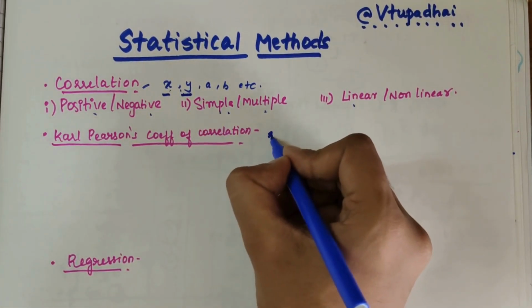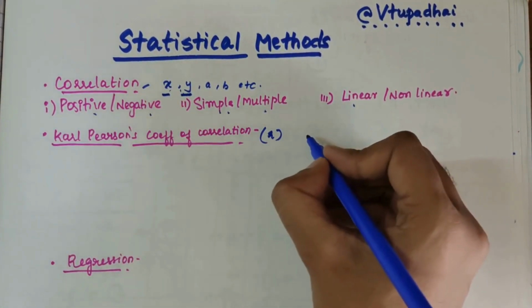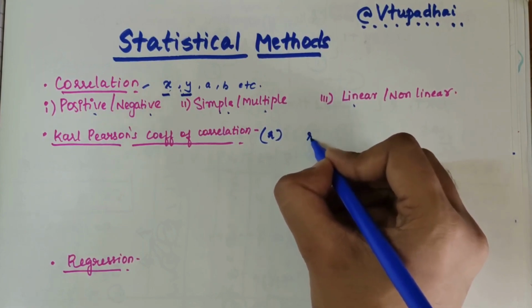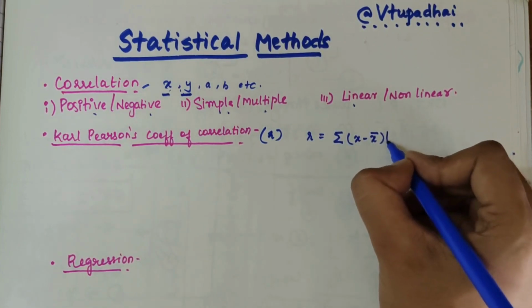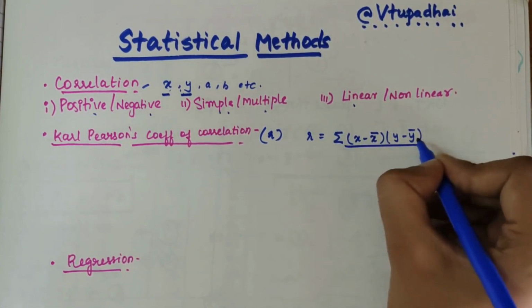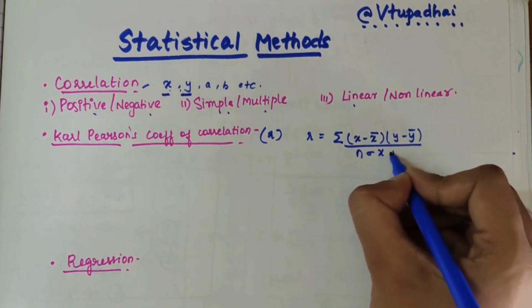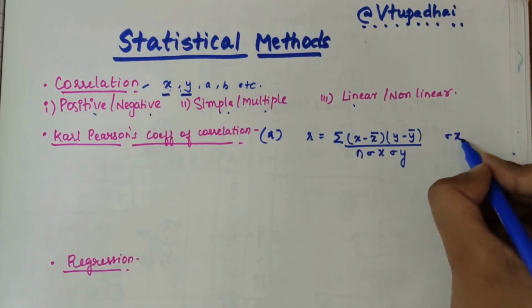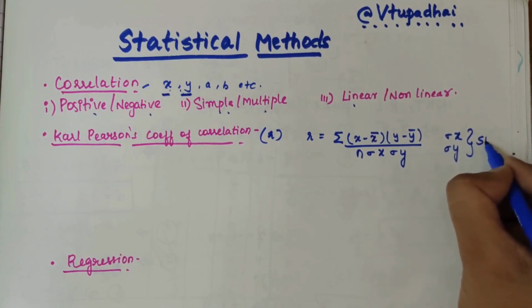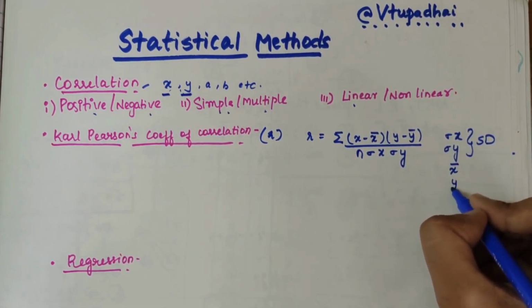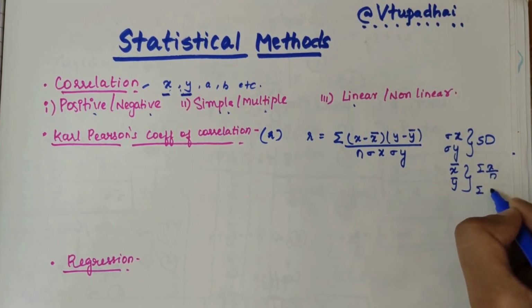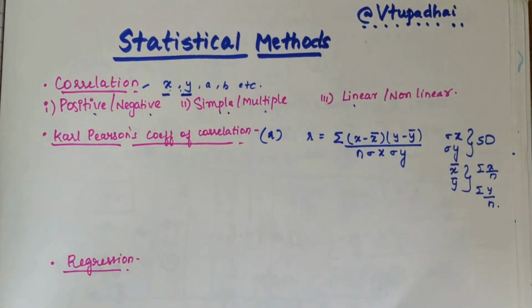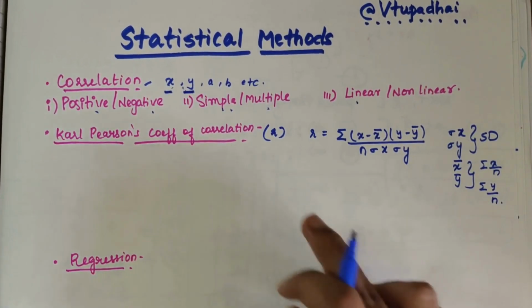So as we have understood the definition of types, let's move on to Karl Pearson coefficient of correlation. It is represented as r. Okay, so the formula is as follows: r is equal to summation of (x minus x bar) into (y minus y bar) by n sigma x sigma y. So here sigma x and sigma y are standard deviations, and for x bar you'll calculate it as summation of x by n, and for y bar you'll calculate it as summation of y by n. Okay, so this is one formula.